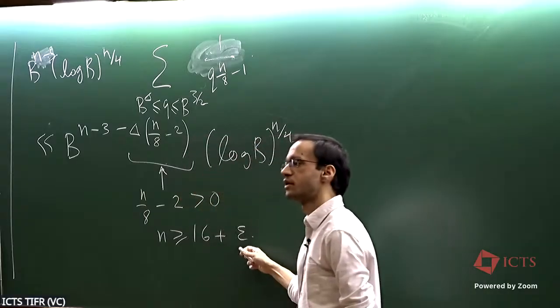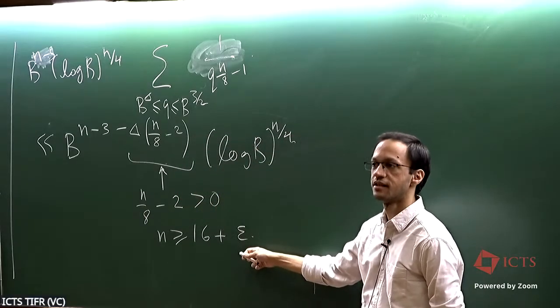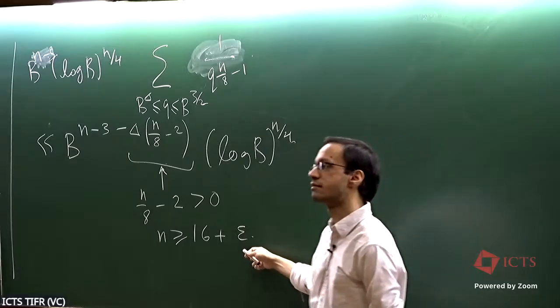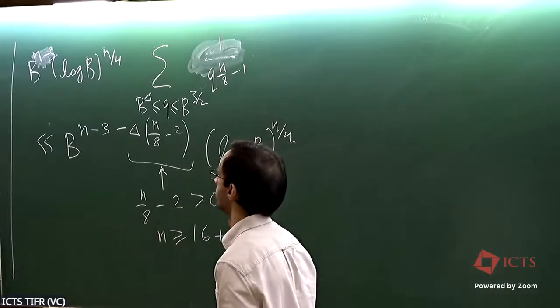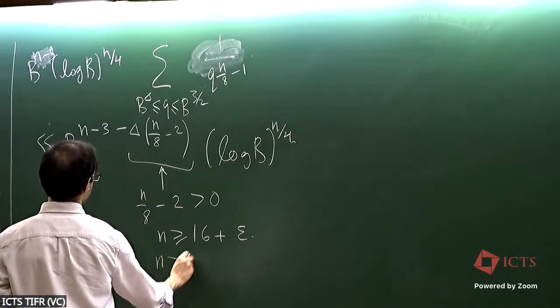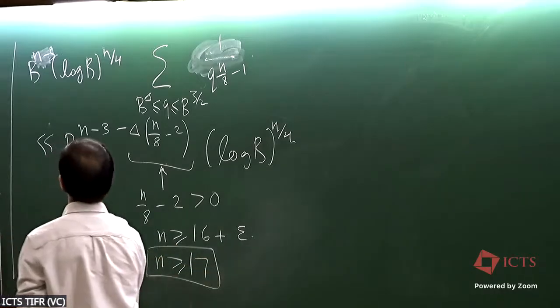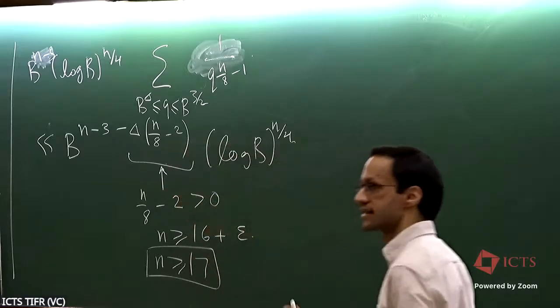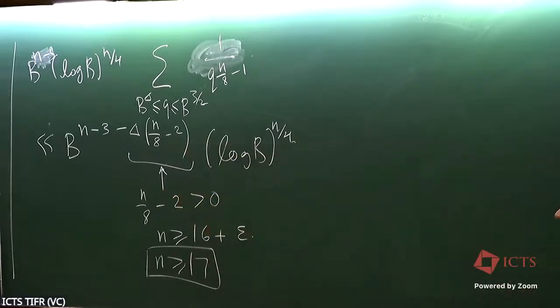Davenport was able to remove this epsilon essentially, and was therefore able to get n bigger than or equal to 16 variables. Right? So because n is an integer, it just means that n has to be bigger than or equal to 17. And this is the minor arc analysis.